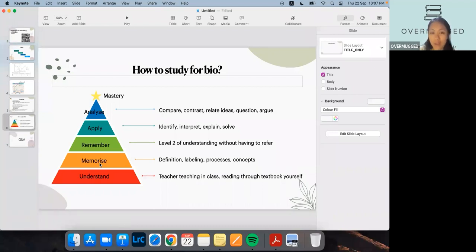Because I repeat every year, right? So of course, my memory of this content will be better than yours. But this kind of concept can apply to you also. As long as you repeat this process: understand, memorize, remember, apply, which is like doing practice questions, and then you repeat this cycle, this pyramid again, you can also internalize the content and do very well in bio. And the process will be painless, right?